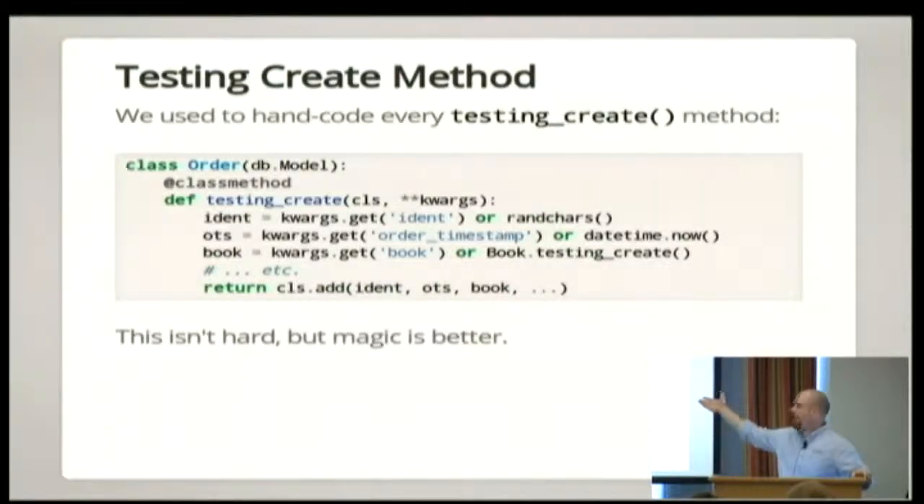In reality, an order table is probably going to be pretty wide, right? There's going to be a lot of things to track. But in this particular test, I don't care about any of those. All I care about is the status. So this is what a testing create method looked like early on.